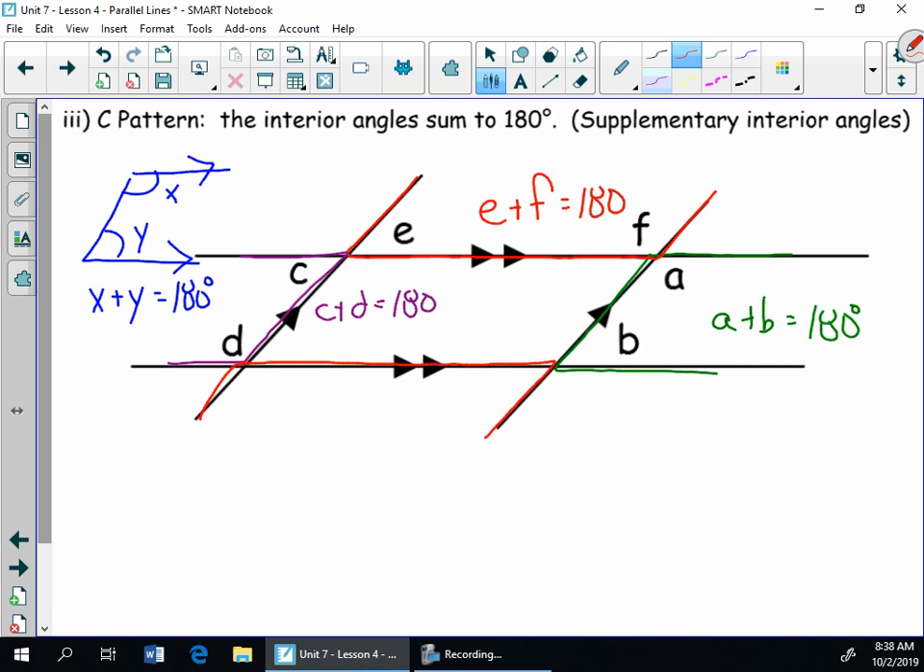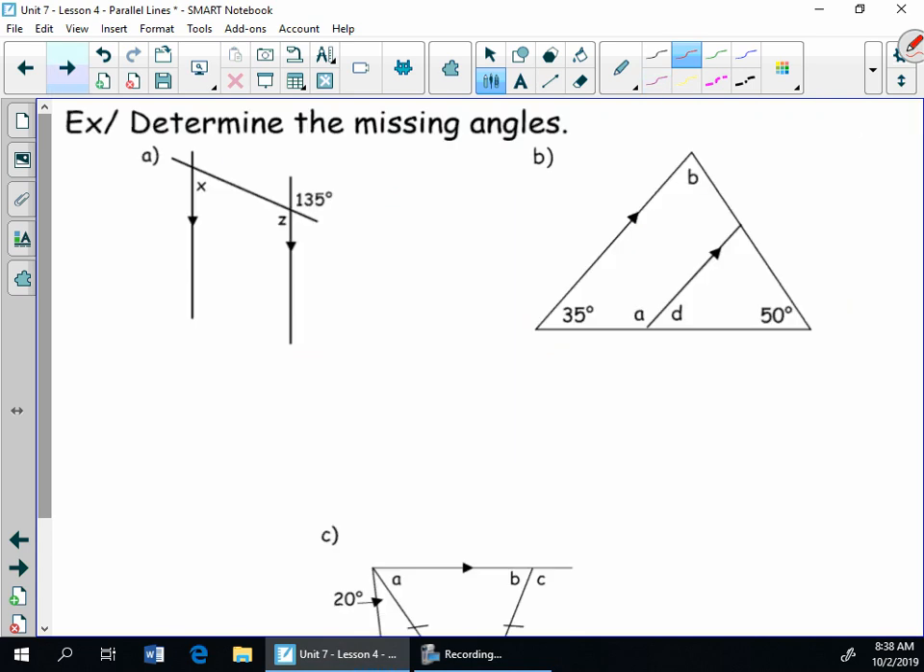But the trick with this is you have to know one of the two and use our idea of a straight line. If I wanted to get D in this case, D would be whatever 180 minus C happened to be. So we can use that idea we've done before: get rid of what you don't want, and you're left with what you do want. Let's try a couple of these ones.